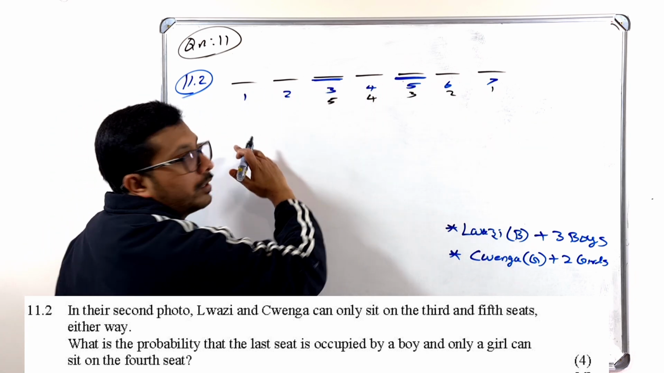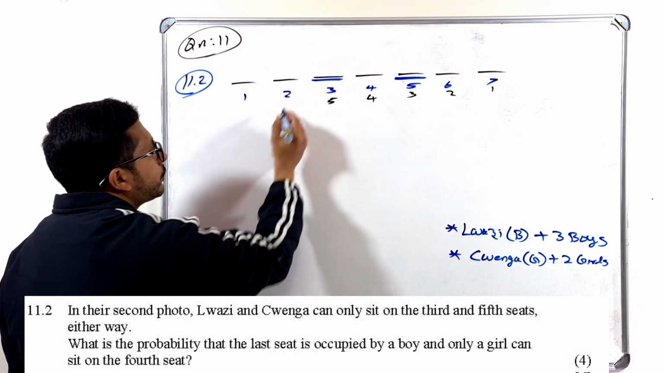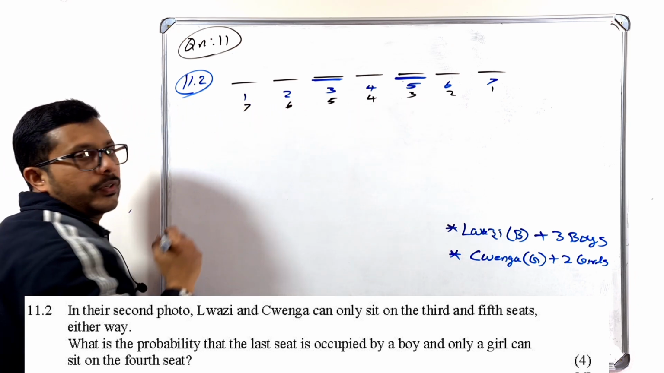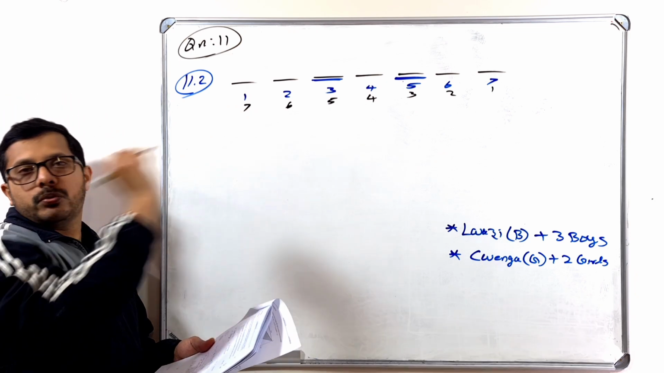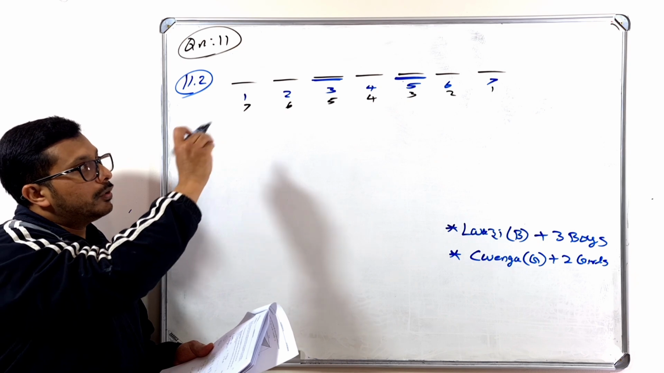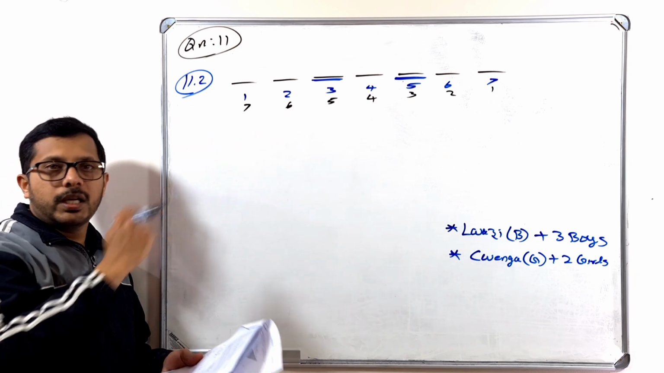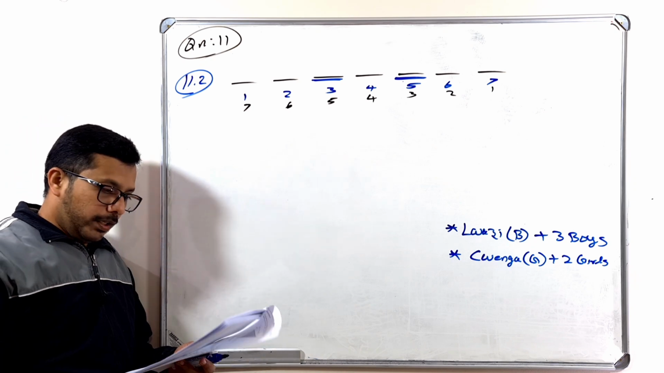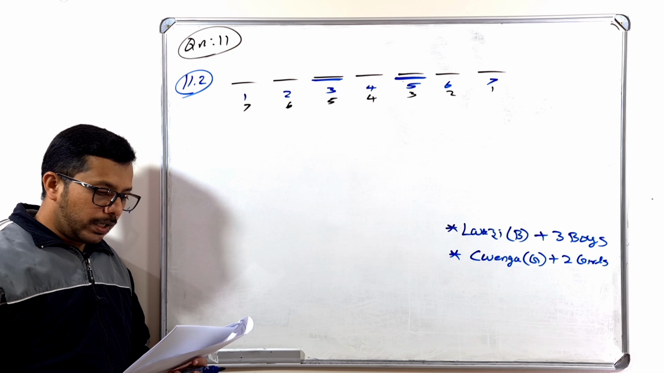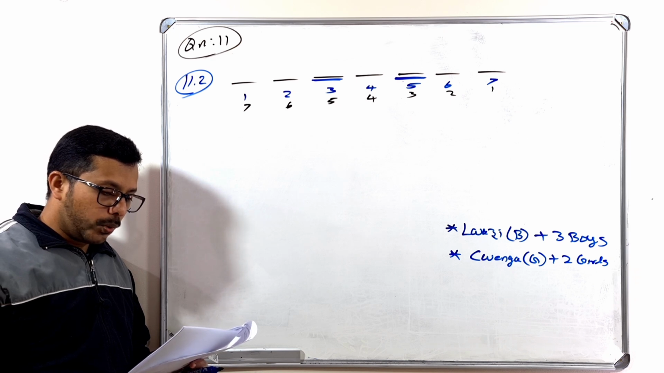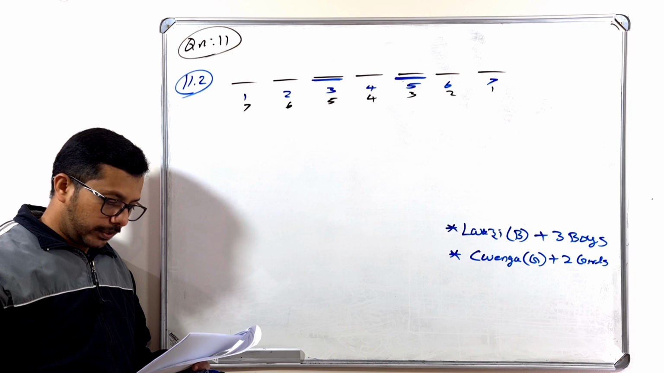From that side also, this one and this one are the third and fifth. You understand? Okay, this is 6, this is 7. On both sides, if you count from left to right, the third and fifth seats, and from right to left, there also the third and fifth are those seats. Now what is the probability that the last seat is occupied by a boy and only a girl can sit on the fourth seat?